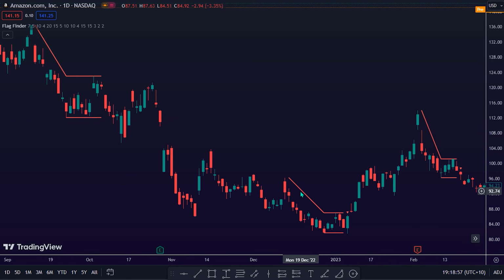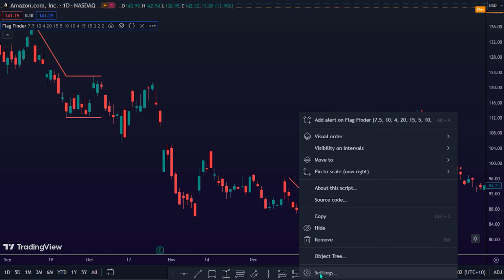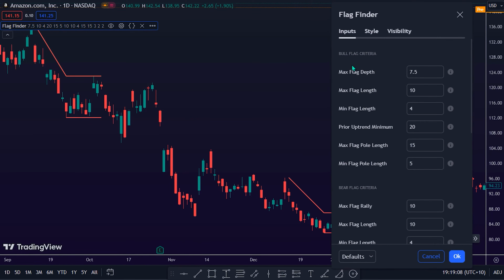To do this, we need to right-click on the indicator and navigate to the Settings option. Here are the parameter settings of this indicator. There is the max flag depth. By default it is set to 7.5. This allows the maximum pullback allowed from high to flag. There is the max flag length. By default it is set to 10. This allows the maximum number of bars the flag can last.